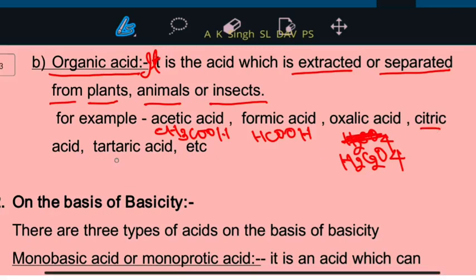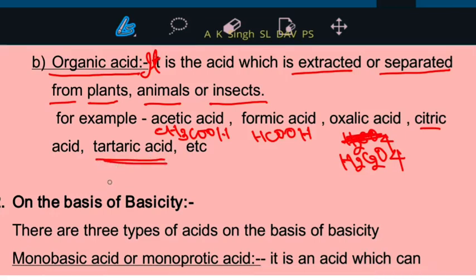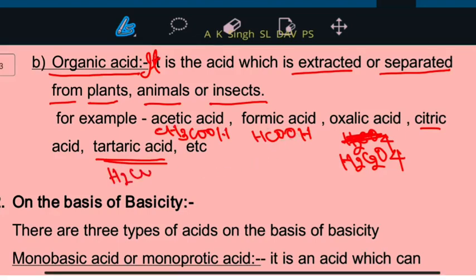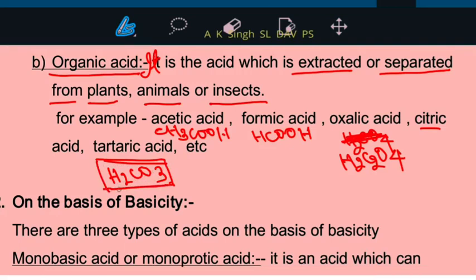Citric acid, tartaric acid, formula is complicated, so you have to read it in the chapter of carbon and its compound. And generally organic acid is made up of carbon and hydrogen, while mineral acid does not consist carbon except carbonic acid, H2CO3. It is the compound of carbon hydrogen, but it is considered or read as mineral acid, not organic acid. It is the exception because its source is mineral.